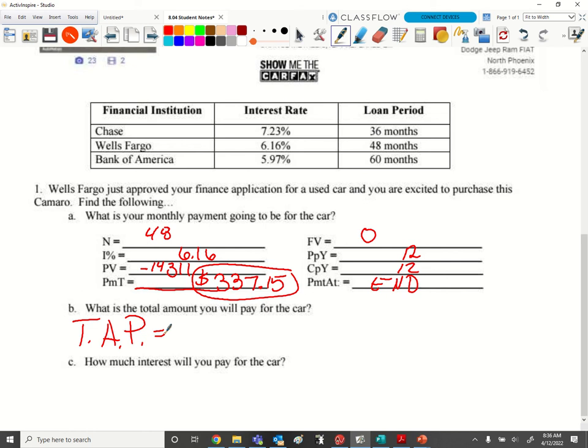Do you guys recall? How do I figure out TAP? Payment, very good. The payment times what? Very good. So I'm putting the formula up there for you. TAP is total amount paid. We get the payment times how many payments we are going to make. I know y'all are calculating it because your calculator is in your hand right now, and you're actually doing the multiplication here. You're not just waiting for someone else to do it for you.